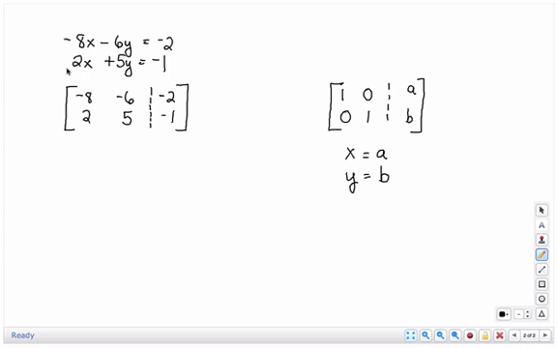Okay, and then we just take our coefficients here, 2, 5, and -1, and put them here. This is going to be considered row 1. So we're going to say r sub 1. When we see that, we say row 1. And this will be row 2.